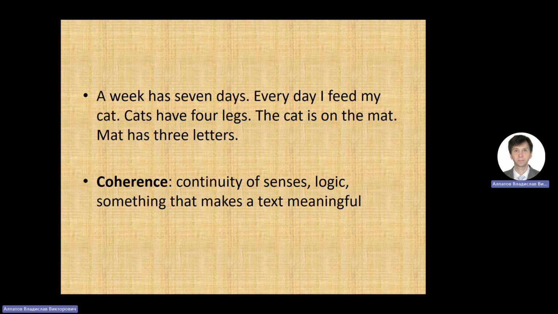They are the inner ties, the continuity of senses, смысла, of logic, something that makes a text meaningful. In Russian it is когерентность. Та была когезия, связанность, это когерентность. So the text must have not only the outer cohesion, but also the inner coherence. Coherence.